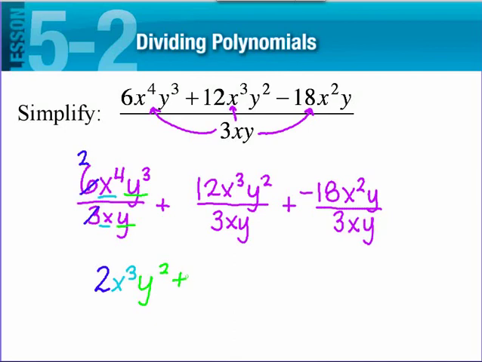Now I'm going to do the same thing with my middle term. So 12 divided by 3 is what? 4. Let's start with our x cubed and x. X squared. Y squared over y is y. Now, on our last one, what do I have? -6. Yep. Now I have an x, and then that's it, because your y's cancel. And so then that is your final answer.